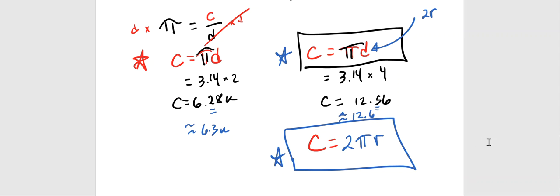So that's what I'm going to ask you to do. We use both of these formulas, which should be familiar to you. Use the one that's relevant based on either being provided the diameter or being provided the radius, and solve for the circumference.